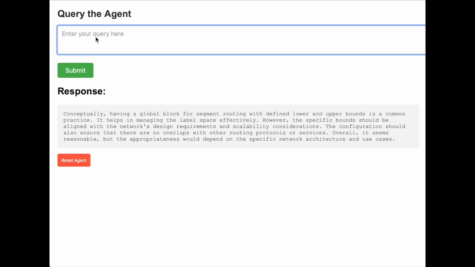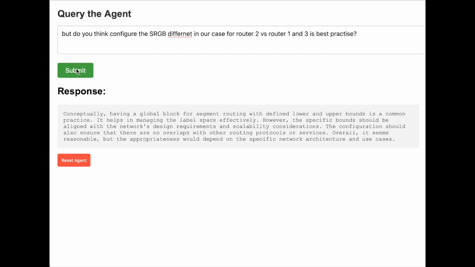Yeah, but do you think configuring the SRGB differently in our case for router 2 versus routers 1 and 3 is best practice? This is a hard question.